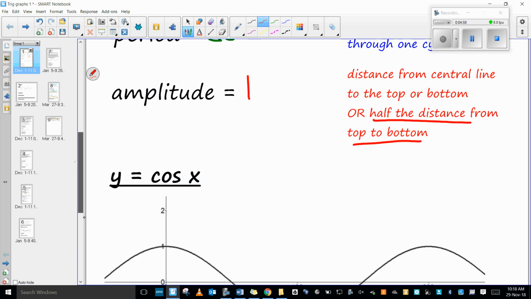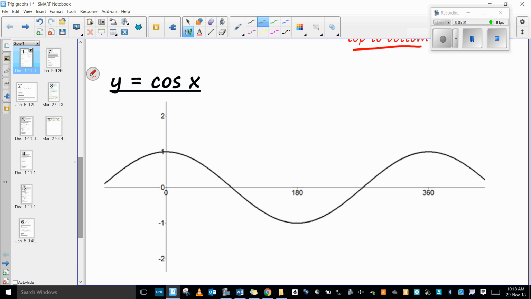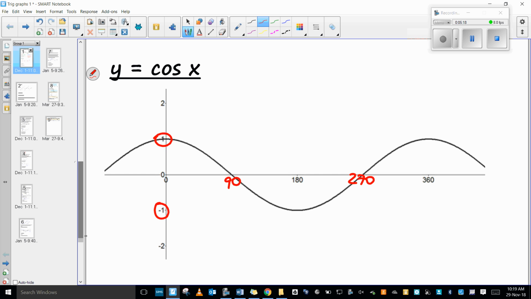Cosine curve. Funnily enough, similar shape. Same intervals, 90, 180, 270, 360. This one also goes up to 1 and down to -1. This one, however, when we look at the y-axis, makes a C shape through the y-axis. So that's how I would suggest remembering them. You can remember them in any way you wish. So this one makes a C shape.